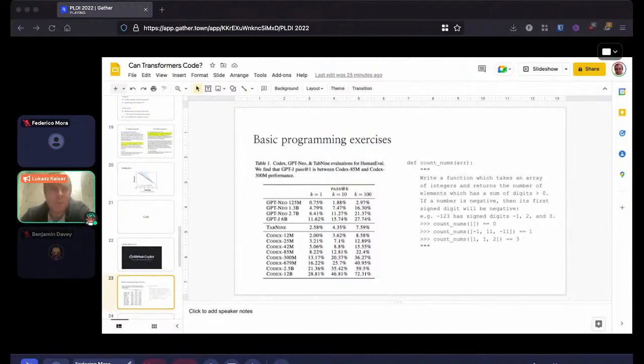So if we wanted to implement whole programs, one way to check if that would work would be to give the model a task. On the right side of the slide, you can see a simple task: write a function which takes an array of integers and returns the number of elements which has a sum of digits bigger than zero. If a number is negative, then its first signed digit will be negative. So for example, minus 123 has digits minus 1, 2, and 3. So the sum is 4.